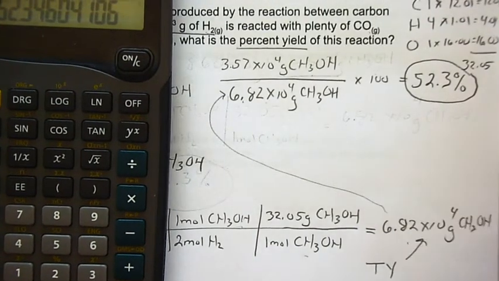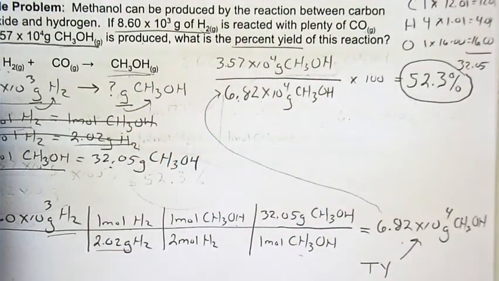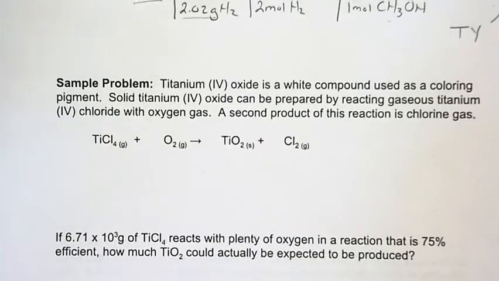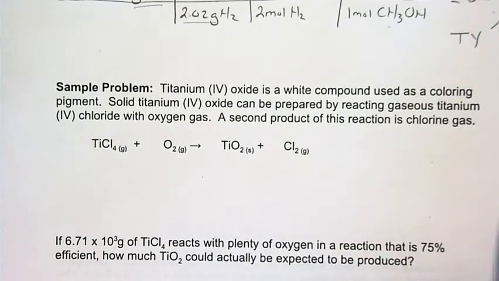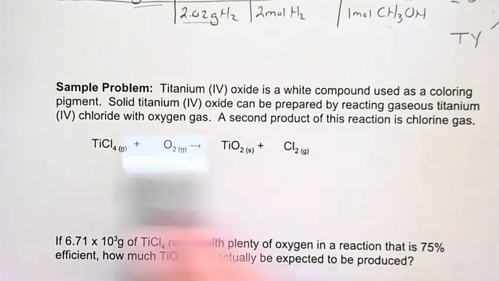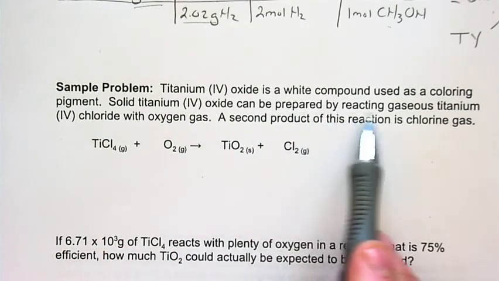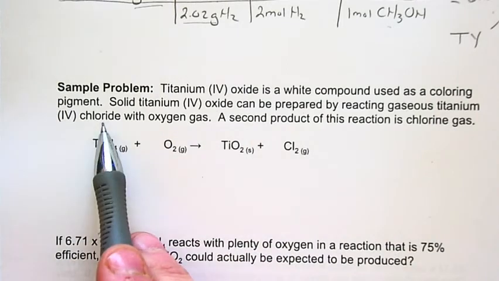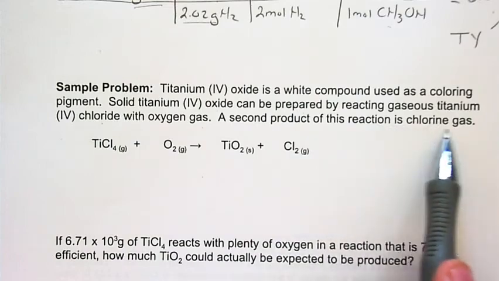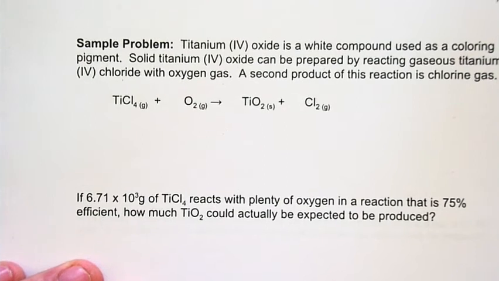So that is the first type, where they give us the actual yield and we calculate the percent. Now in this problem, it's going to be slightly different. This problem shows us that titanium 4 oxide is a white compound used as a coloring pigment. Solid titanium 4 oxide can be prepared by reacting gaseous titanium 4 chloride with oxygen gas. A second product of this reaction is chlorine gas. So here is our unbalanced equation.